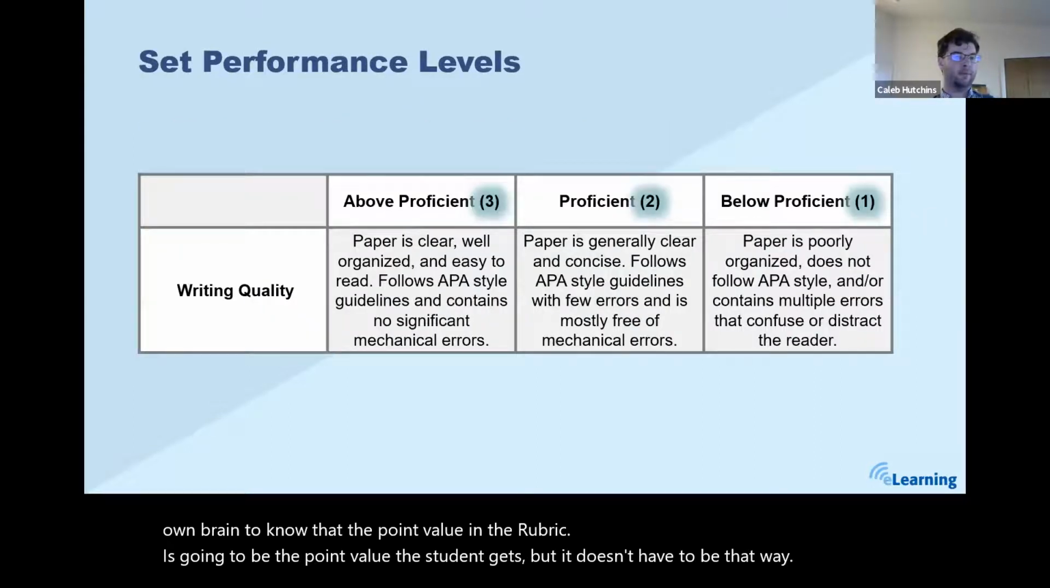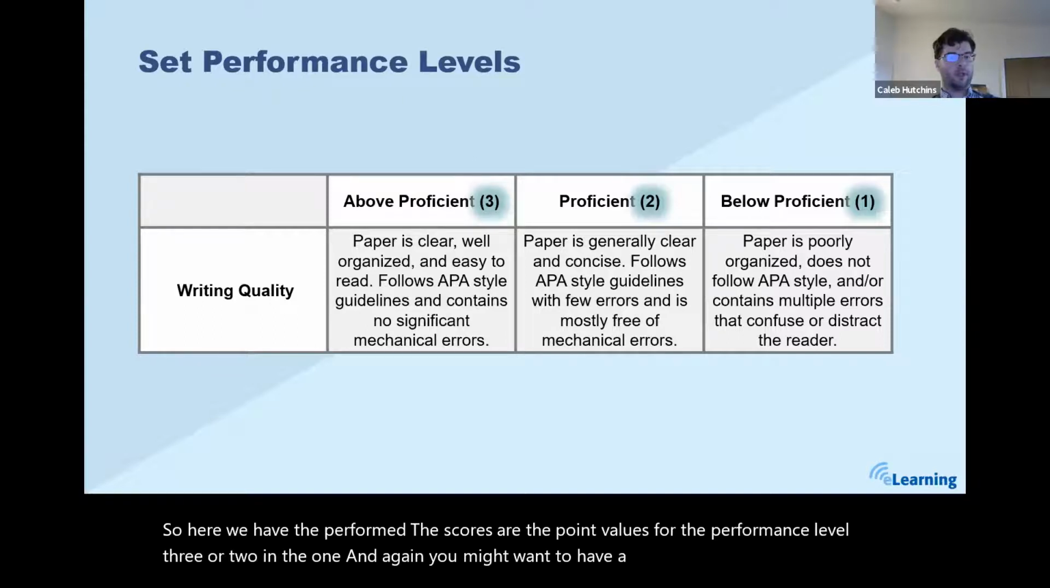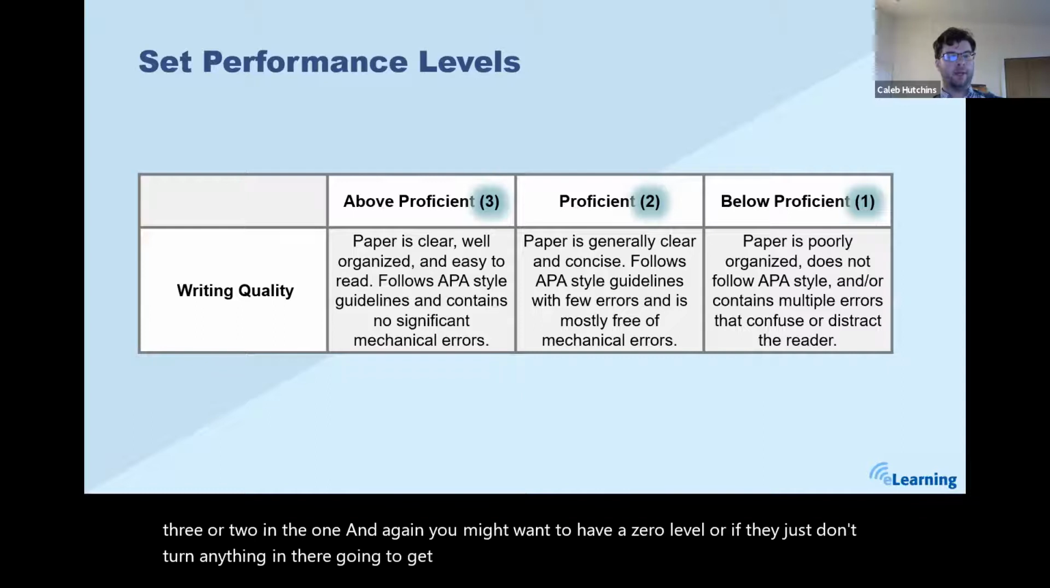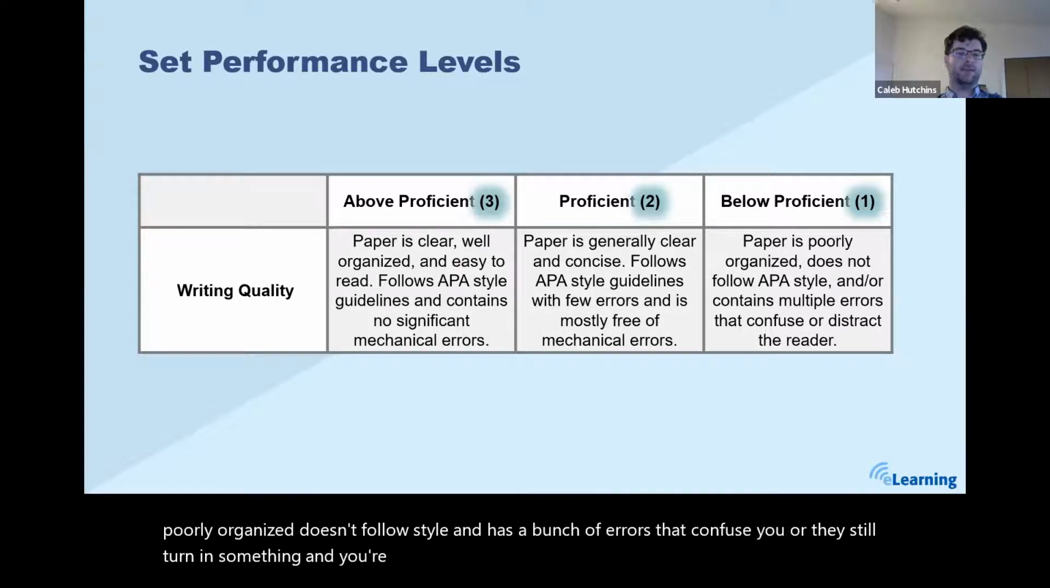So here we have the point values for the performance levels: a 3, a 2, and a 1. And again, you might want to have a 0 level, or if they just don't turn anything in, they're going to get a 0. But if they turn something in, even if it's, in this case, poorly organized, doesn't follow the style, and has a bunch of errors that confuse you, well, they still turned in something, and you're still giving them feedback, so you're going to give them a 1.